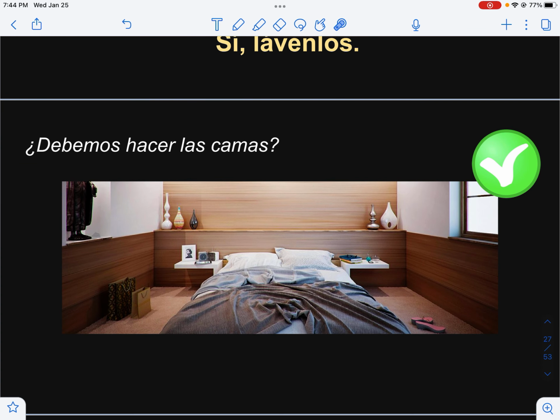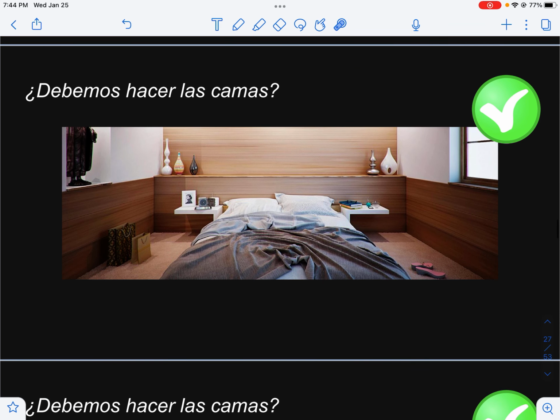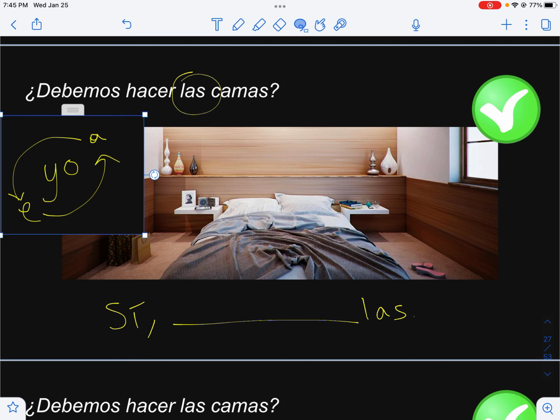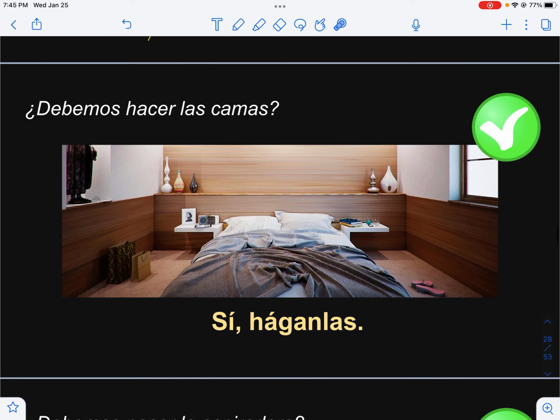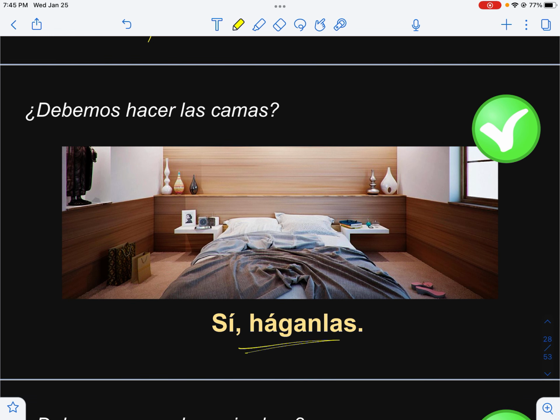Debemos hacer las camas? Should we make our beds? Claro que sí. Of course, always make your bed. You start the day with an accomplishment, having done something. What a great start to your day. Sí. And pronoun, las. Now watch out. This one has an irregular yo. So we can start with our yo, which is hago. And then E comes into an A, giving you hagan las.